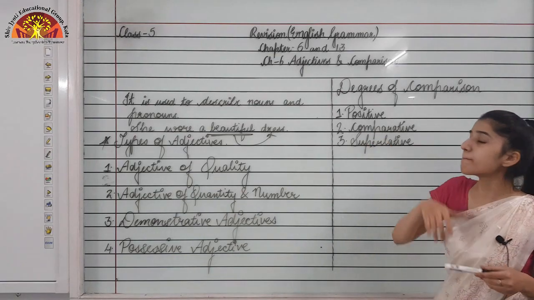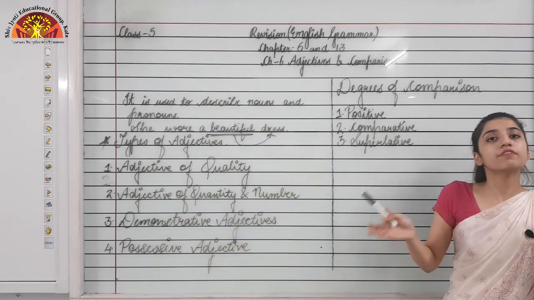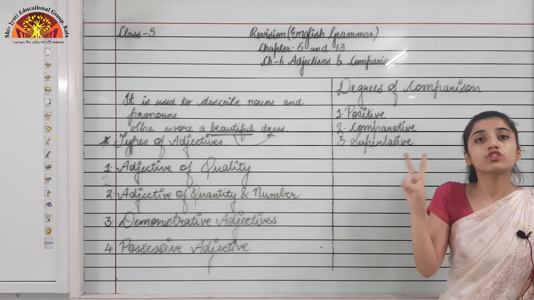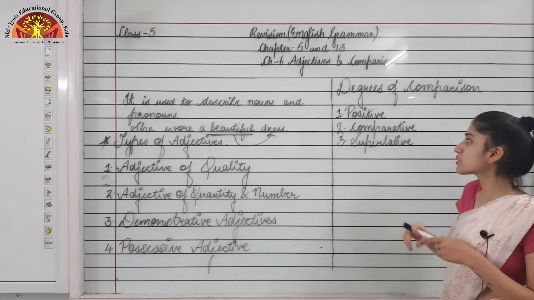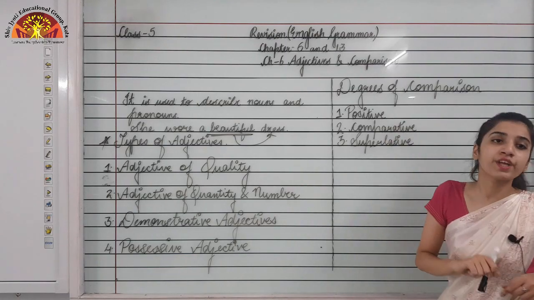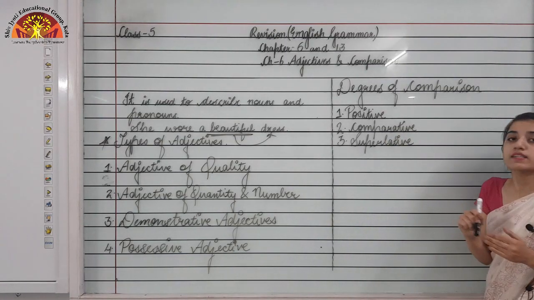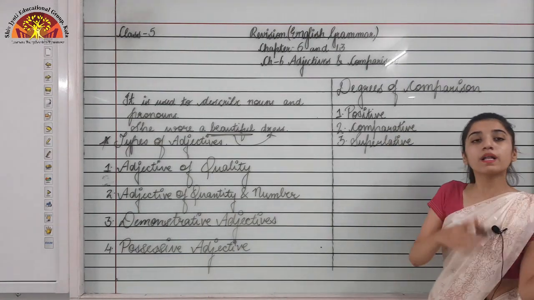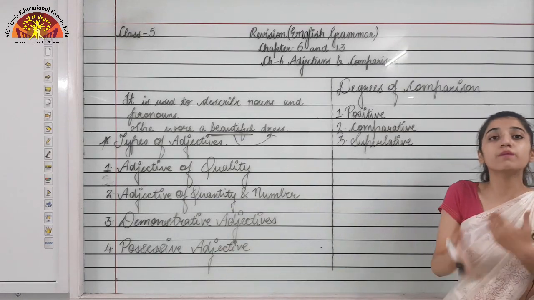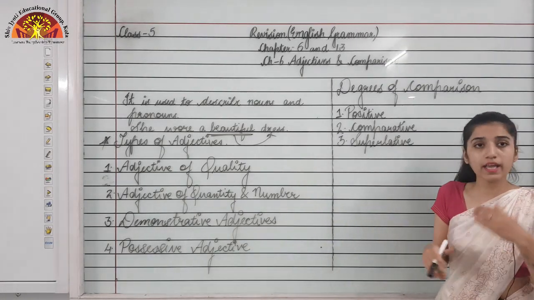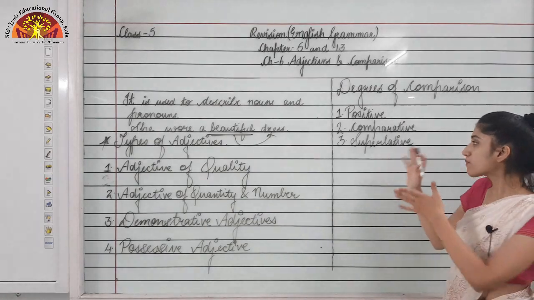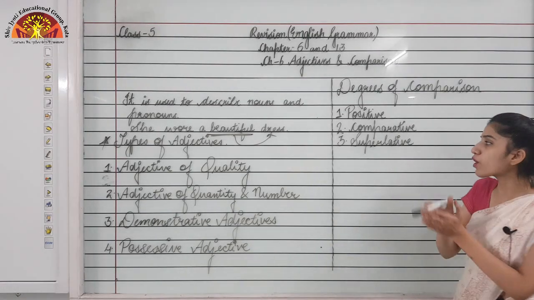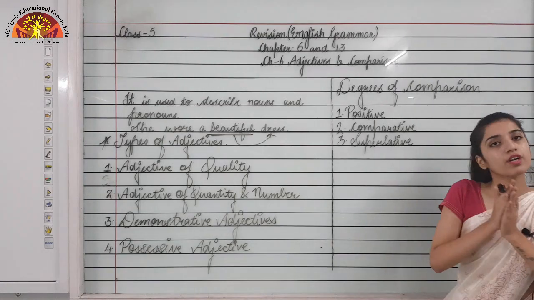The second is comparative degree. The comparative degree shows comparison between two things. When we are comparing two things, the degree of adjective used would be the comparative degree. Now moving to the third one, that is superlative degree. The superlative degree shows comparison between more than two things. When we are comparing more than two things, the degree used would be the superlative degree.